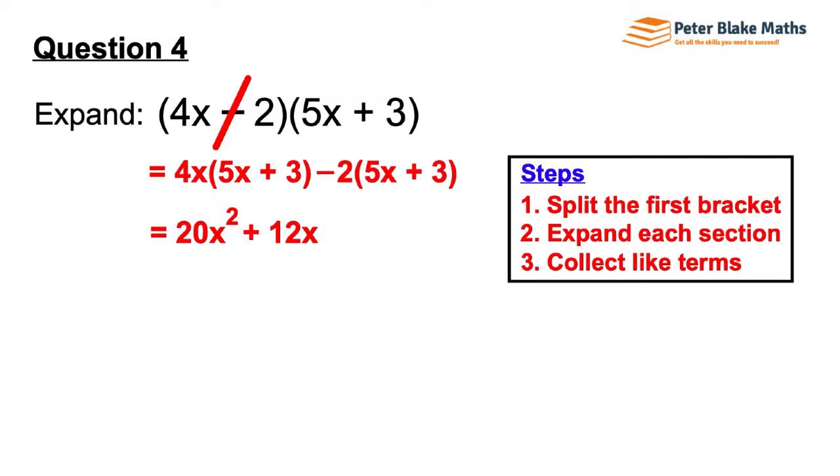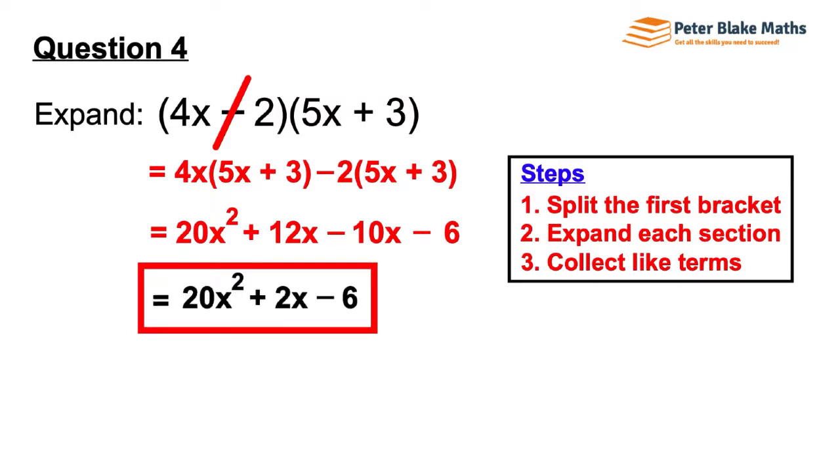Minus 2 times 5x makes minus 10x. Here's where we've got to be extra careful. Minus 2 times the 3 makes minus 6. We can merge the like terms there. 12x minus 10x makes 2x. So we'll get a final answer using our normal methods here of 20x squared plus 2x minus 6. Now this isn't a bracket being all squared here. It's just a normal expansion, so we don't have any perfect square shortcuts to think about in this one.